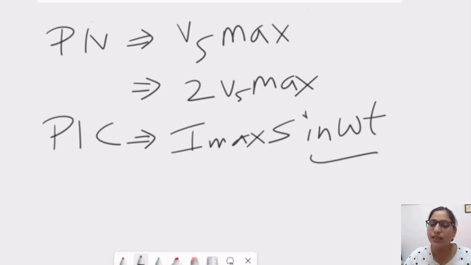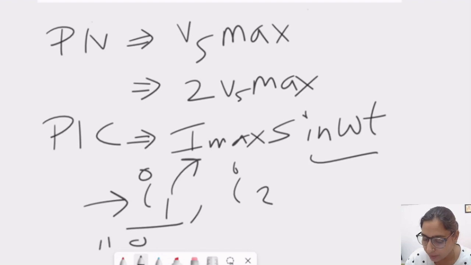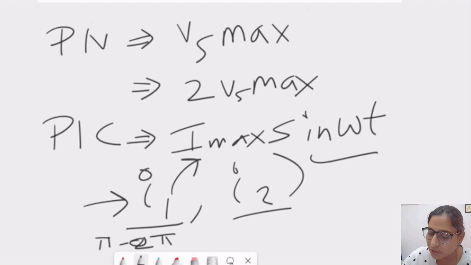Now for this, what is happening? We have two currents I1 and I2 which are flowing into the diode. In case of I1, I max sin omega t, what is happening? In the other period, from pi to 2 pi, we have nothing as the output. Similarly, in I2, I max sin omega t, what is happening? From 0 to pi, we are getting 0 at the output.